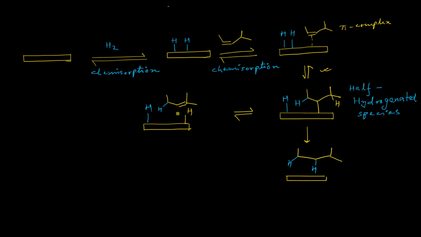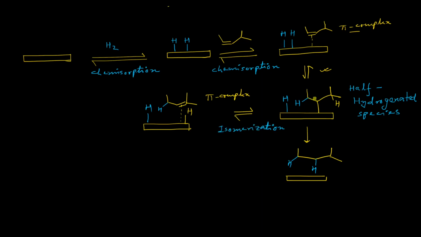So like this, isomerization of the double bond takes place during the hydrogenation reaction or catalytic hydrogenation reaction. So here also it is a pi complex form, and this is also a pi complex form. And this step in particular is called isomerization step.